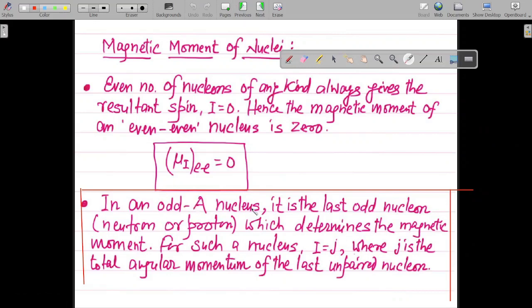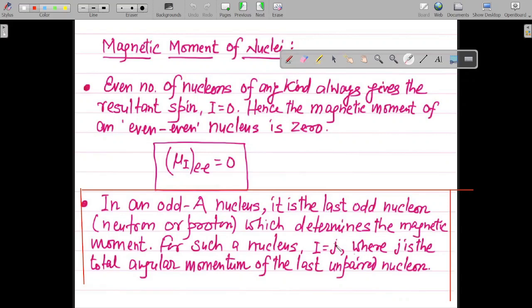So in an odd A nucleus, it is the last odd nucleon, neutron or proton, which determines the magnetic moment. For such a nucleus, I equals J. What does capital I mean? Capital I means your spin, the resultant spin. The resultant spin is equal to J of the unpaired nucleon.